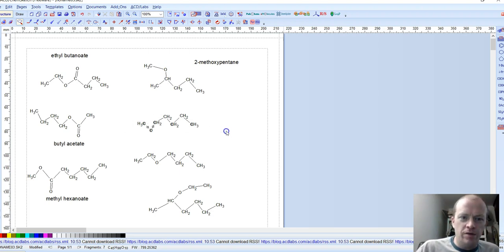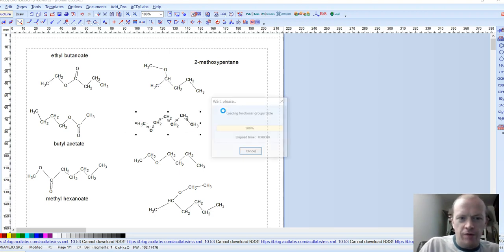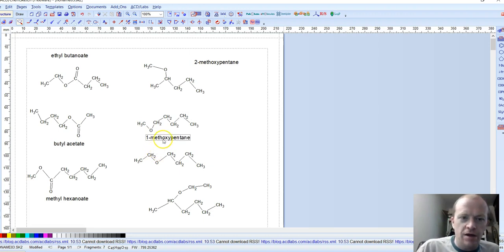Contrast that with this one. There's still 5 carbons in a row. That's the most that we can count that's not interrupted by an oxygen. So we're going to think of this as the main chain, and then we're going to think of this as a little methoxy functional group, and it's attached to carbon 1. So 1-methoxypentane and 2-methoxypentane are similar, but where the ether is attached is different. This one, it's on the end of the chain, and this one, it's on the second carbon.